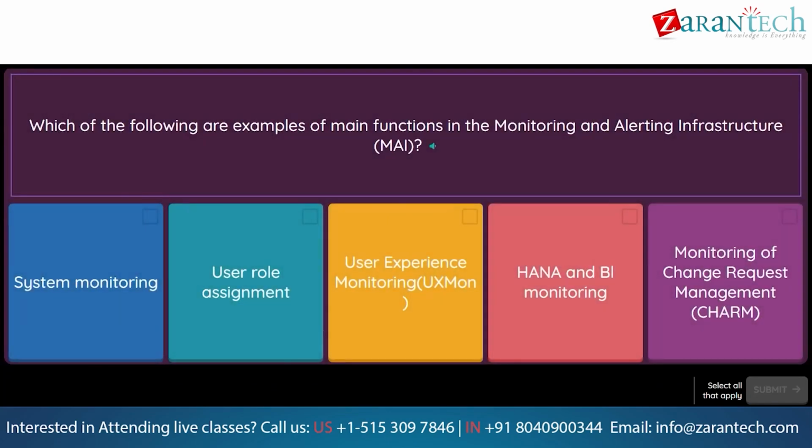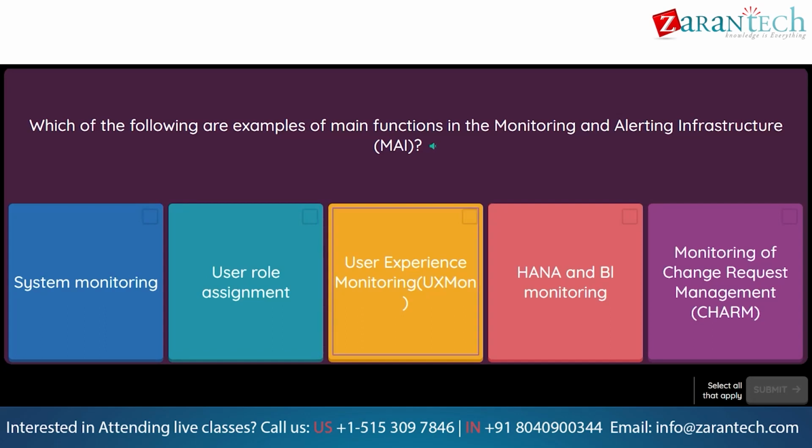Question: which of the following are examples of main functions in the monitoring and alerting infrastructure, MAI? Option 1: system monitoring. Option 2: user role assignment. Option 3: user experience monitoring, UXMon. Option 4: HANA and BW monitoring. Option 5: monitoring of change request management, ChaRM.